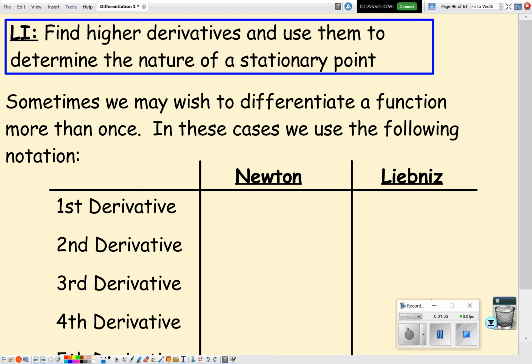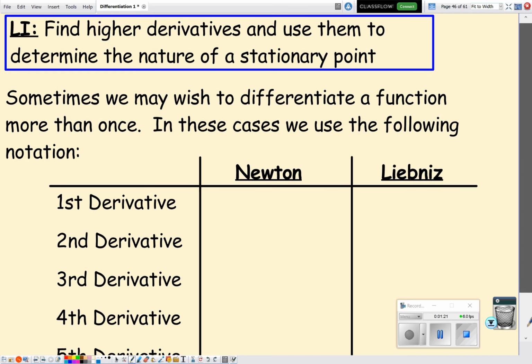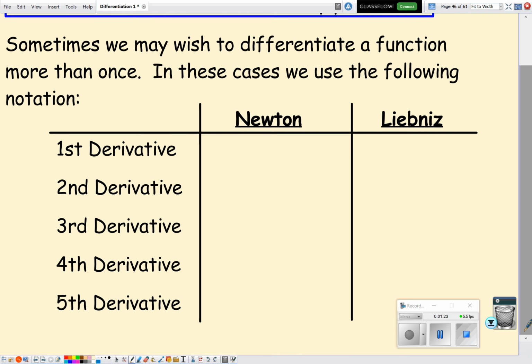Okay, so when you differentiate a function, you will sometimes have to or want to differentiate it more than once. So in the case of the stationary points example that we'll look at shortly, you're going to want to differentiate and then differentiate again, and that's called finding the second derivative. So the notation looks like this. The Newton notation for the first derivative, well, this is what you've already seen at Higher, f dashed of x and dy by dx.